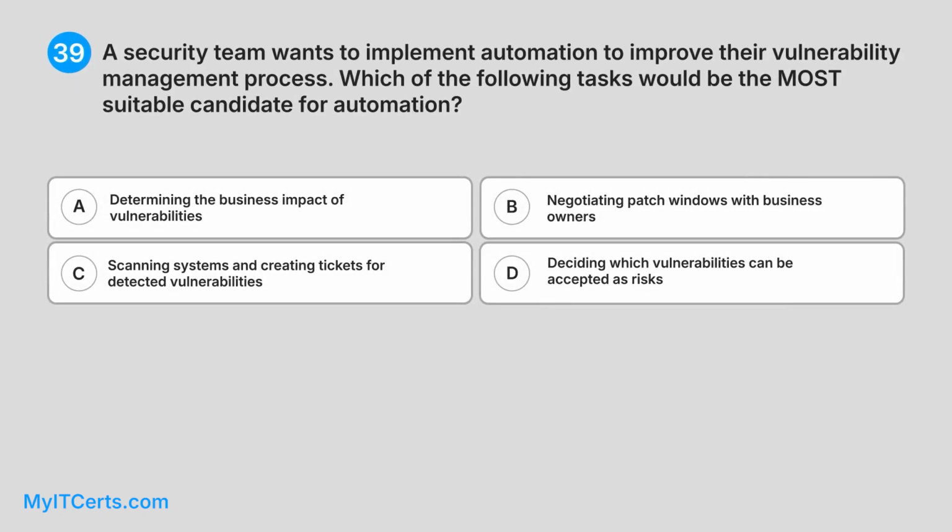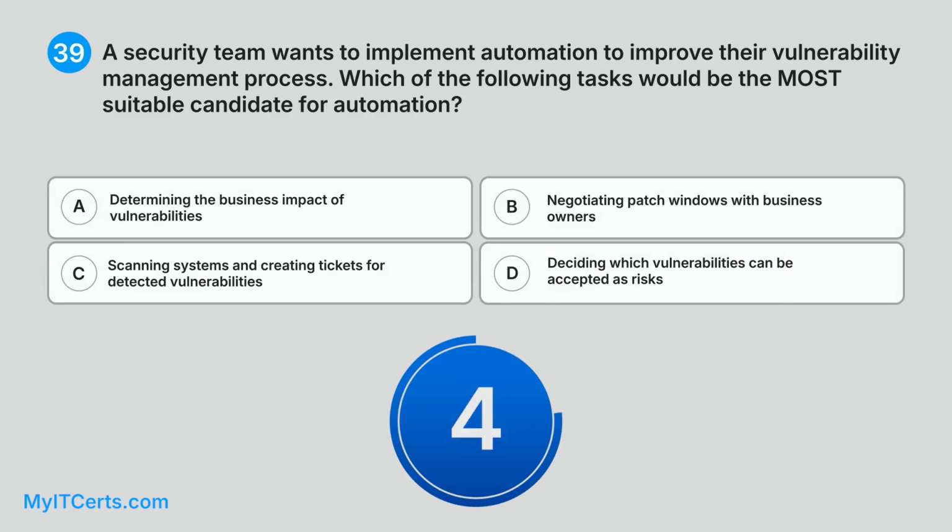(39) A security team wants to implement automation to improve their vulnerability management process. Which of the following tasks would be the most suitable candidate for automation? A. Determining the business impact of vulnerabilities. B. Negotiating patch windows with business owners. C. Scanning systems and creating tickets for detected vulnerabilities. D. Deciding which vulnerabilities can be accepted as risks.